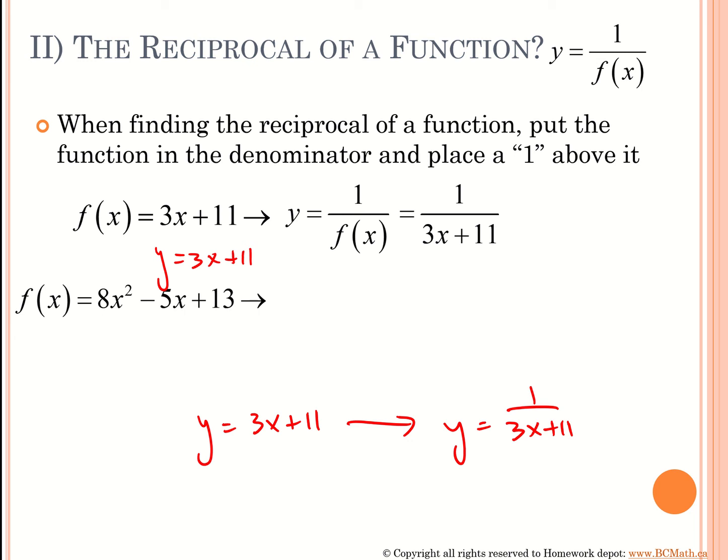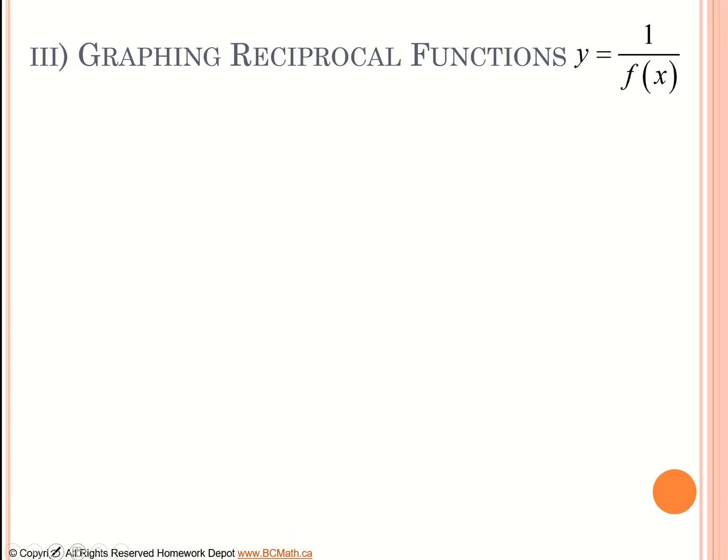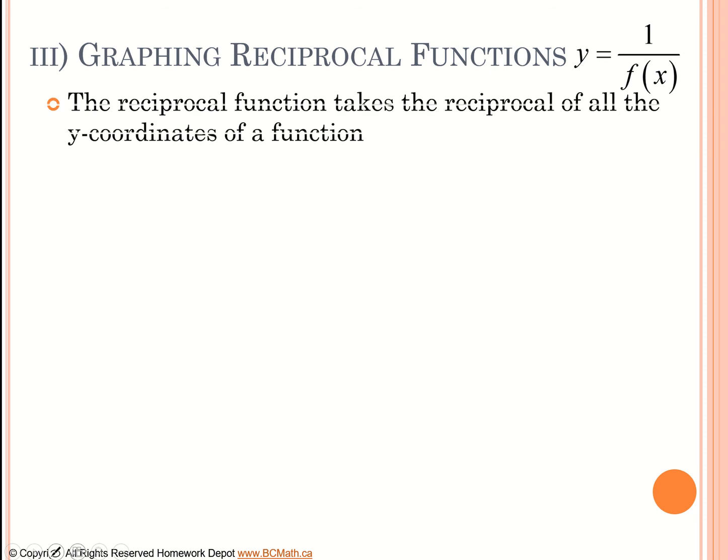For the second one, you see 8x squared minus 5x plus 13. The reciprocal would just be 1 over the original function. Okay, let's move on. So how do you graph the reciprocal of a function?